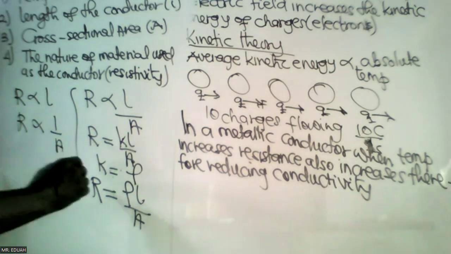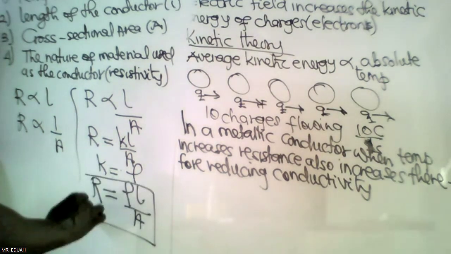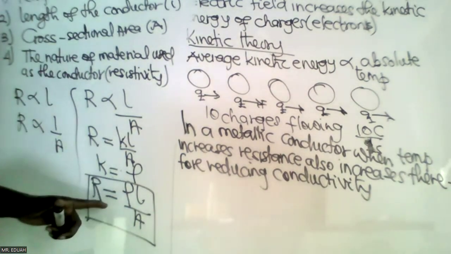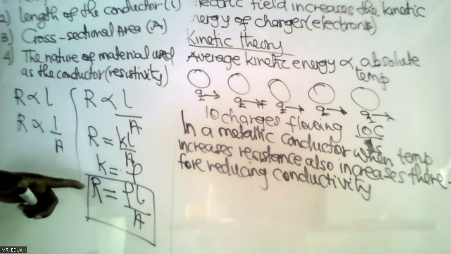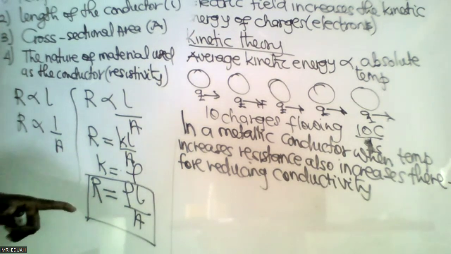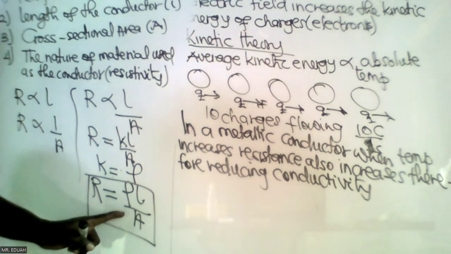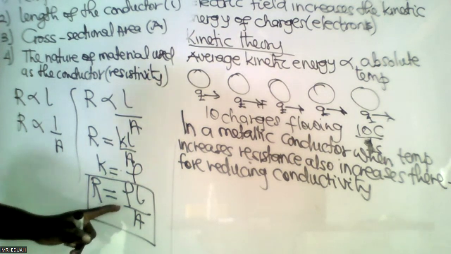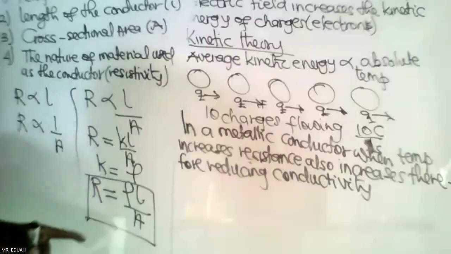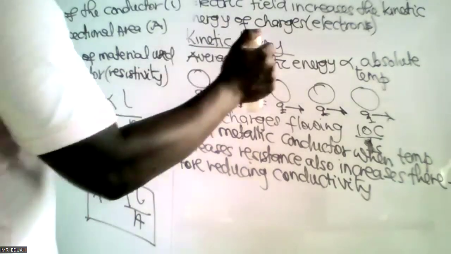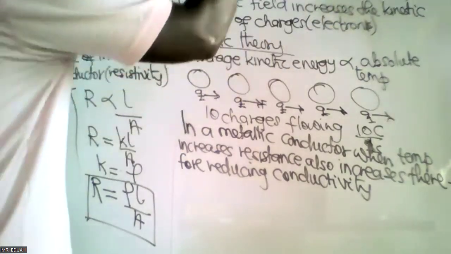So these are the factors. Temperature isn't a physical one. It is not physical. The reason for which we don't introduce temperature into this is that we are looking at the physical factors that affect the resistance of a metallic conductor.